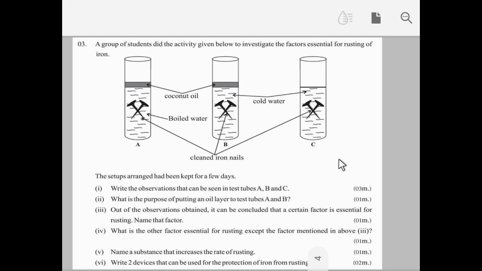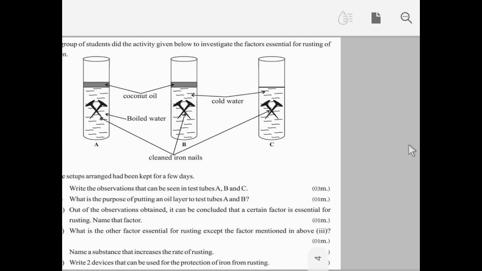There is a special equipment which is protected from rusting. Galvanized bucket, normal metal bucket, they called as galvanized buckets. By galvanizing, they apply zinc. They coat zinc. Then also we can protect iron from rusting.